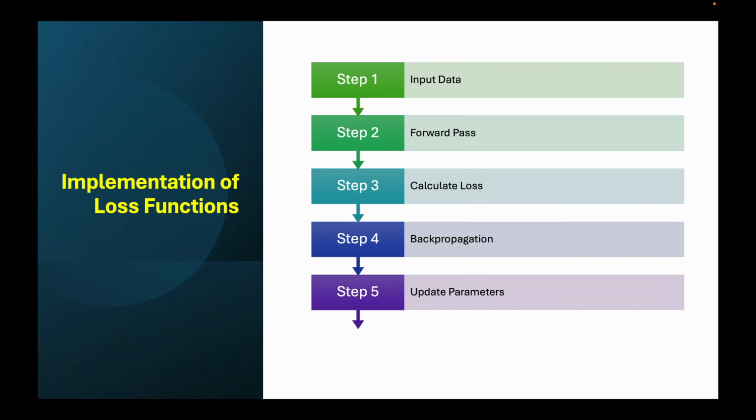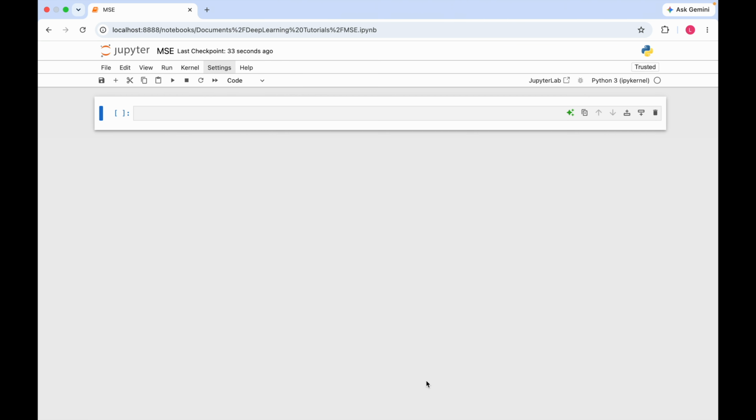Step 5 is to update the parameters. The optimizer, such as Adam, reads these gradients and adjusts the model's internal weights to lower the loss for the next round. Step 6 is to continue these steps until the loss becomes small. So this is how we implement loss functions in deep learning. Now let's see a simple example of implementing a loss function in Python, and let's use mean squared error here.